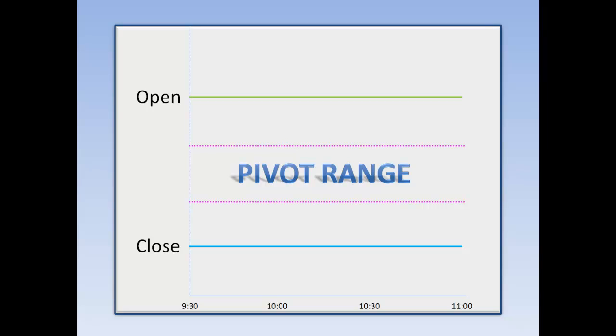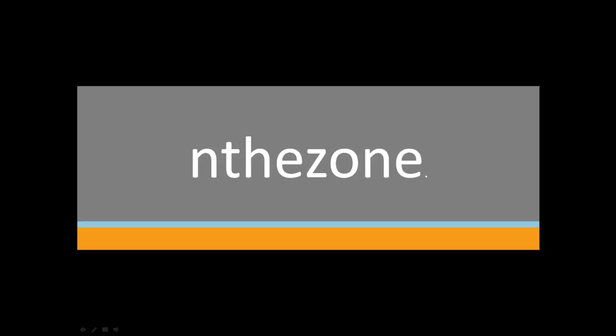So that's how you use the pivot range, and that's going to do it for this video. And hopefully the pivot range is a pretty easy concept. It's a great way of having a bias going into the day to understand what you're expecting for the next day, either support at that area or resistance at that area, and then you're using the opening print to confirm that.